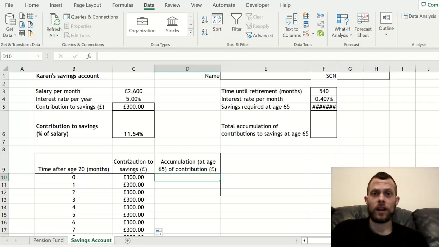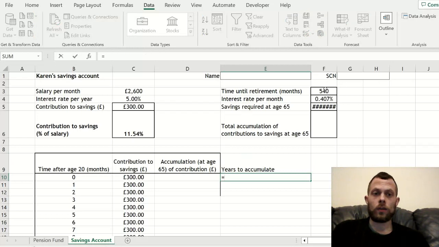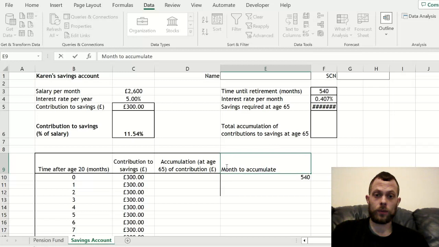So one way to keep our formulae fairly simple is to add in an extra column. Now it seems like I'm trying to figure out where can I put the column in, but I'll just do it at the end, although it would make more sense to have it in the middle. And it's months to accumulate. So 540, take away the 0. So the first payment will accumulate for 540 months.